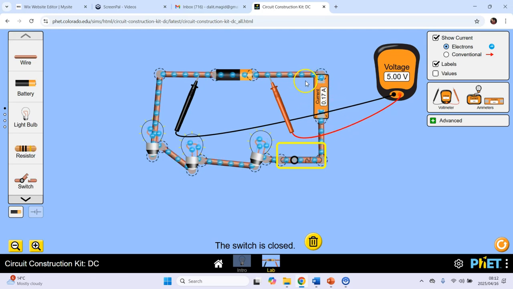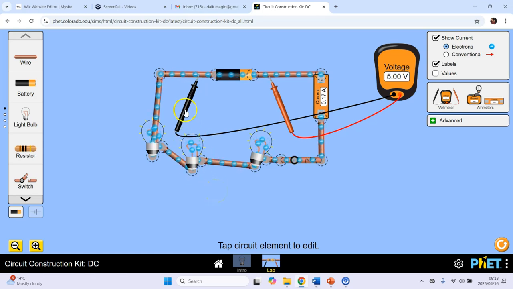0.17 amps, just like we'd calculated. Note that the current is moving even more slowly, and note that the light bulbs, because they have a smaller current moving through them, are burning with even less brightness.